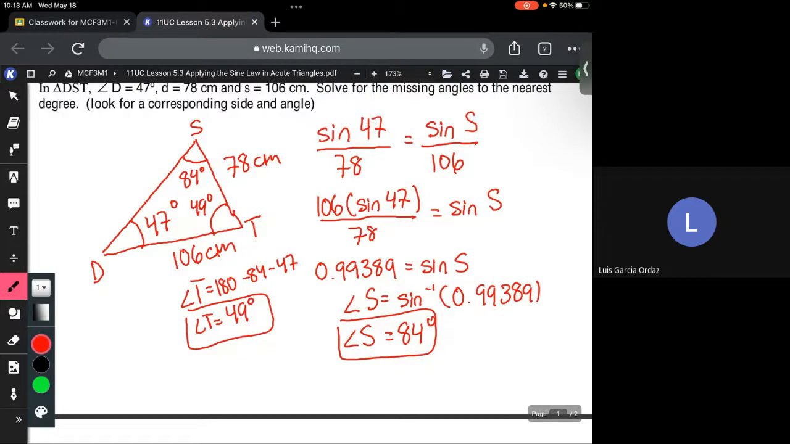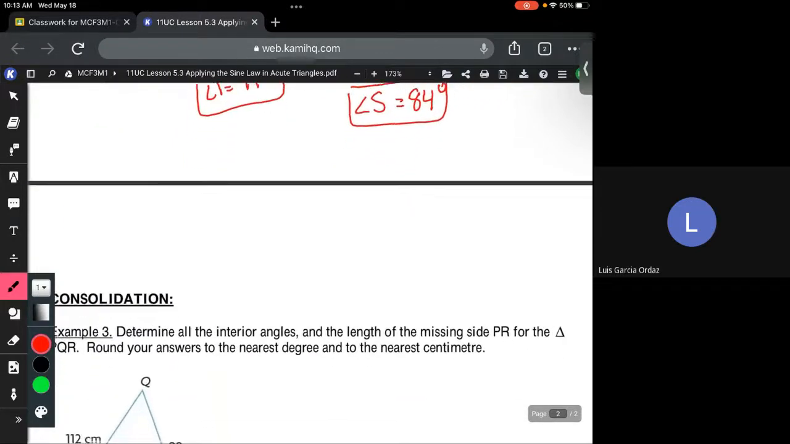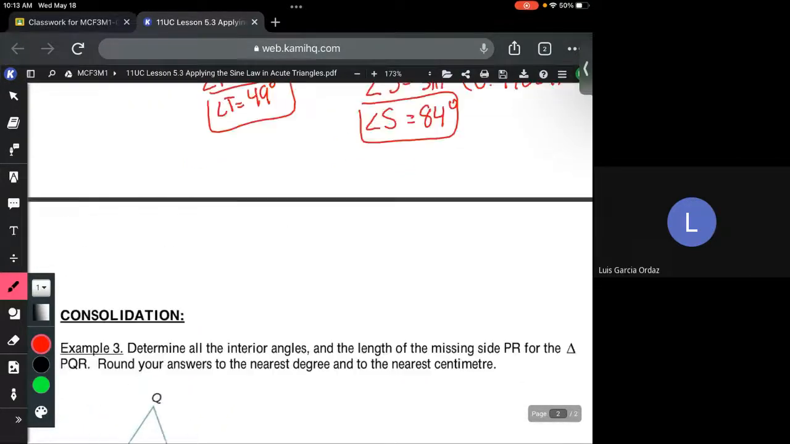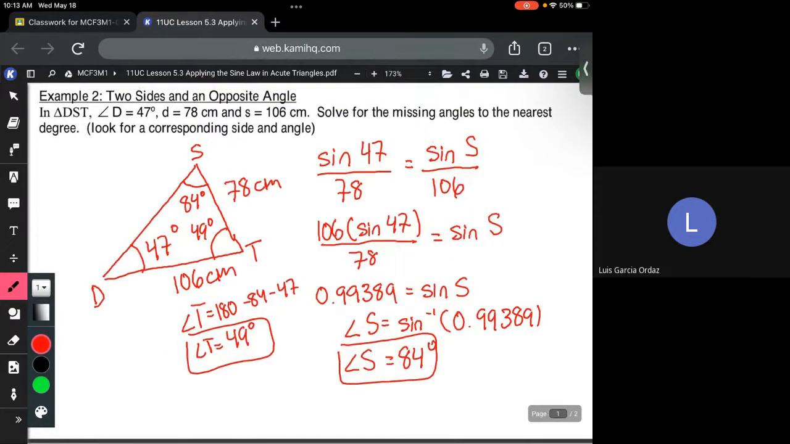Let me just check. So what I want you to do is the last question on your own, and I'm going to come around and check to see if you got it right. So do the last example on your own.